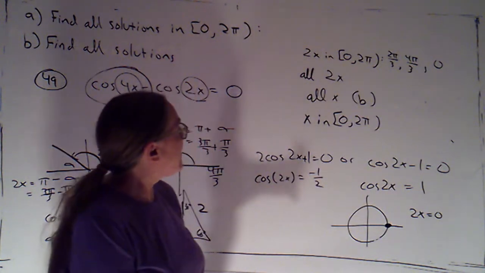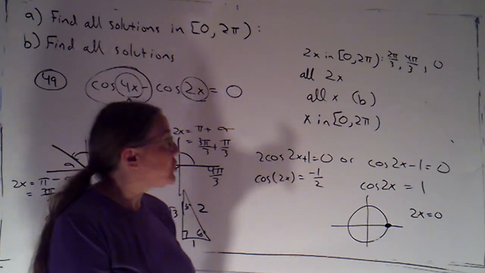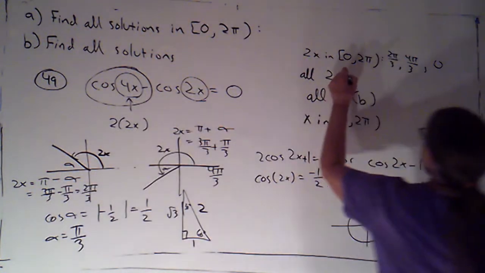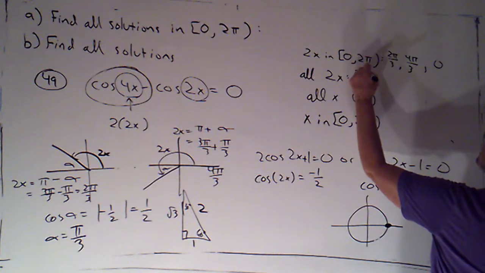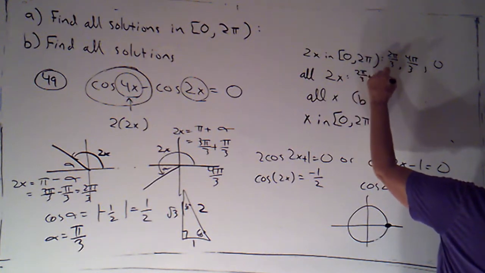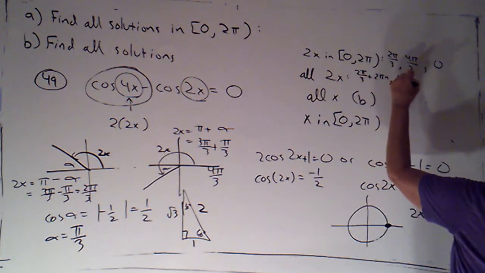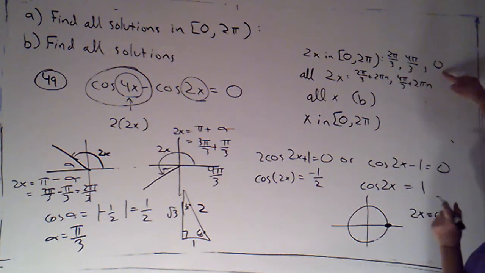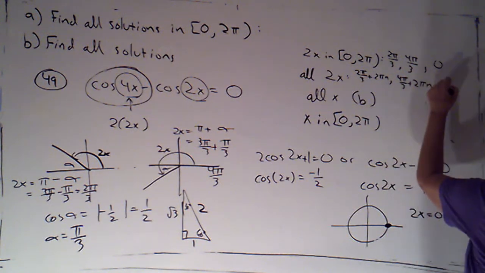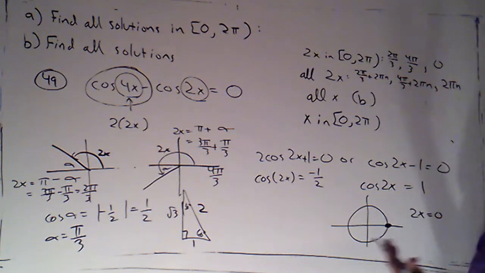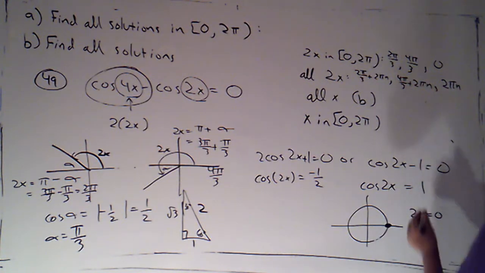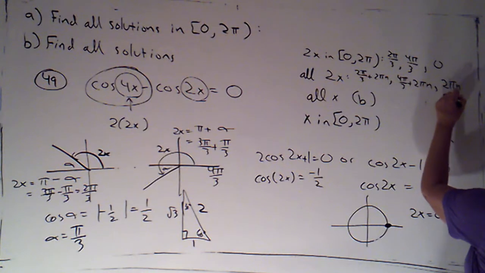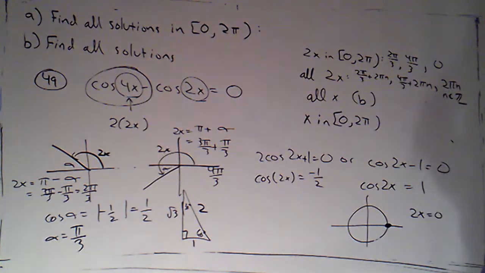Okay, so all values that 2x could be are going to be 2 pi over 3 plus 2 pi n, 4 pi over 3 plus 2 pi n, and 0 plus 2 pi n. And I don't really need to write the 0 plus. I can just write 2 pi n. I do want to make sure that I say that n is an integer.